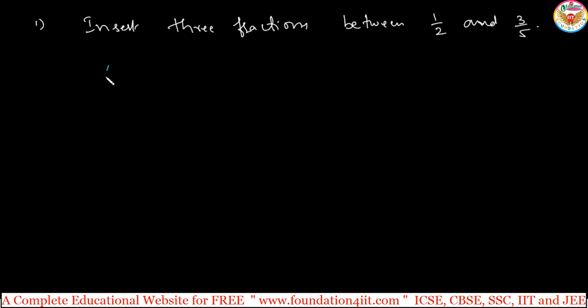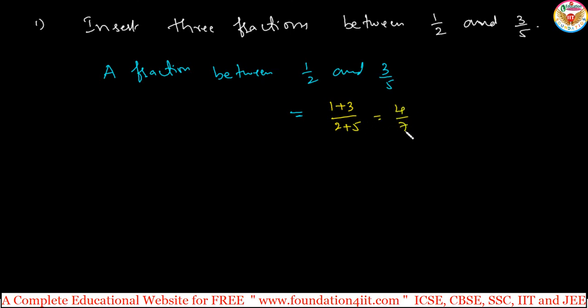First, let us find one fraction in between. A fraction between 1 by 2 and 3 by 5 is the sum: 1 plus 3 by 2 plus 5, that is 4 by 7. 4 by 7 is exactly between these two. Now, 1 by 2 is the first and the last one is 3 by 5. The middle I already got, that is 4 by 7.